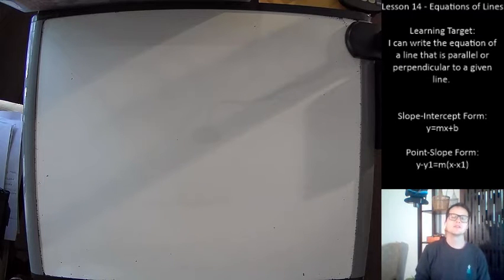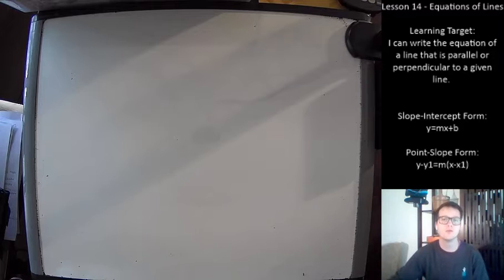What's up, team? Today we're talking about equations of lines, specifically as they relate to parallel and perpendicular lines. So you see the learning target above. I can write the equation of a line that is parallel or perpendicular to a given line. And then I have the slope-intercept form there and the point-slope form. We're going to review both of those here shortly, so don't trip if you don't remember that stuff yet.